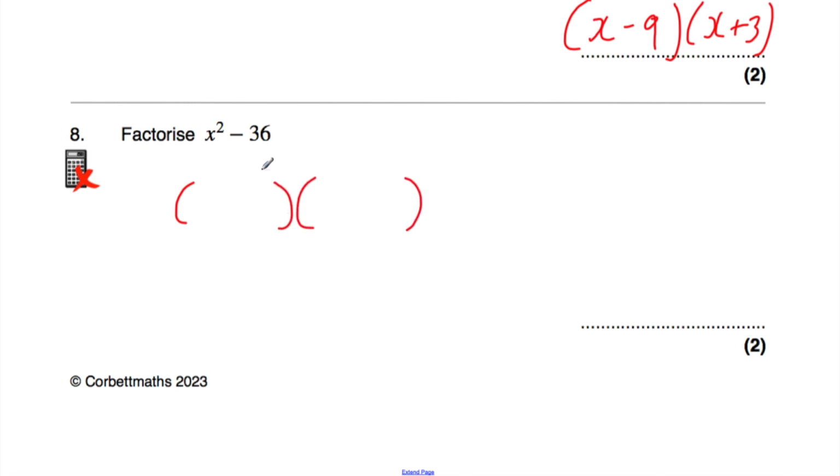Bracket, bracket, bracket, bracket, and because we've got x squared, we write x and x. Then the square root of 36 is 6, so we put 6 and 6, one with a plus sign and one with a minus sign. The reason is, if you expand these brackets, you get x squared minus 6x plus 6x minus 36. The minus 6x and plus 6x add together to give 0, which is why there's no term with x in the middle, and we're just left with x squared minus 36.